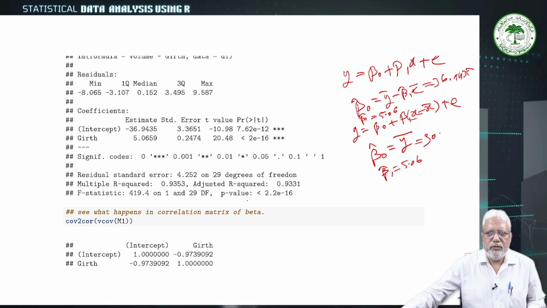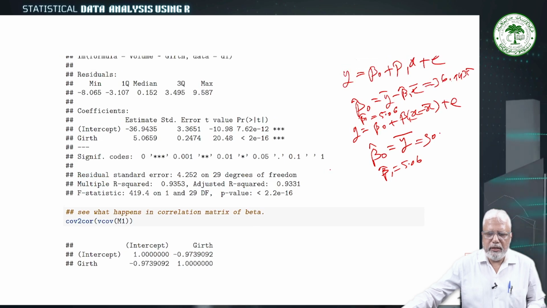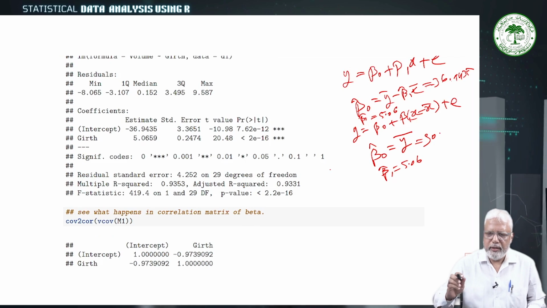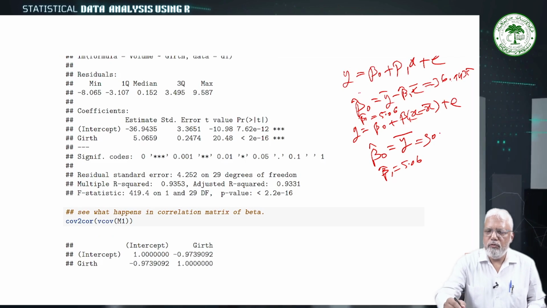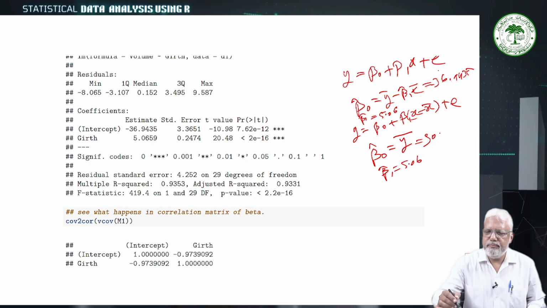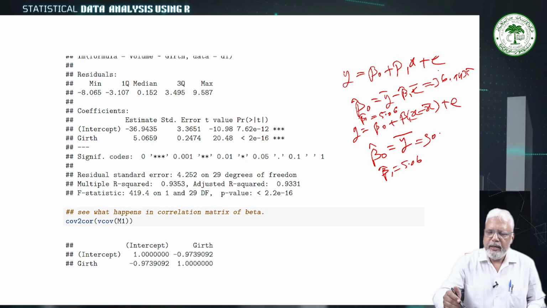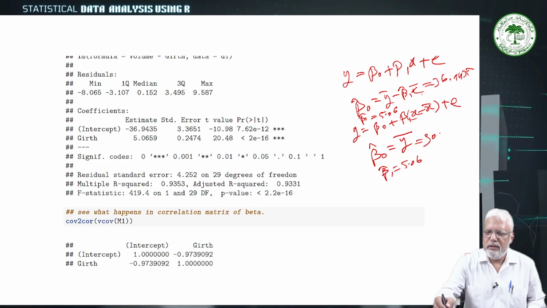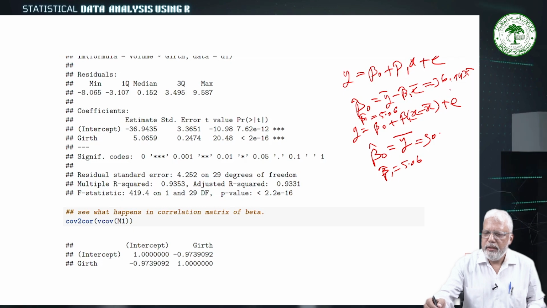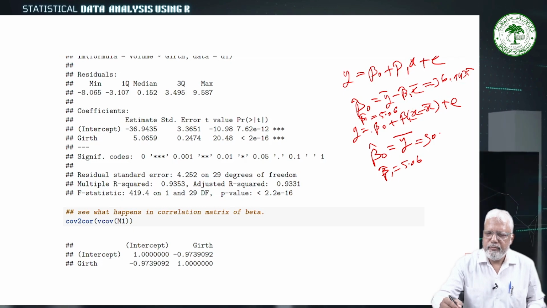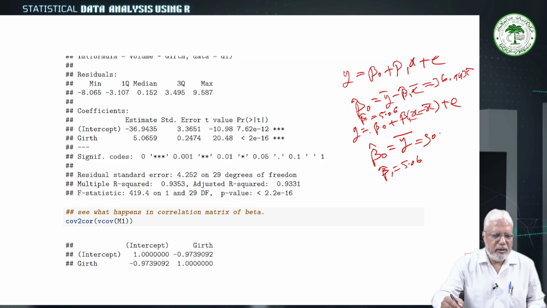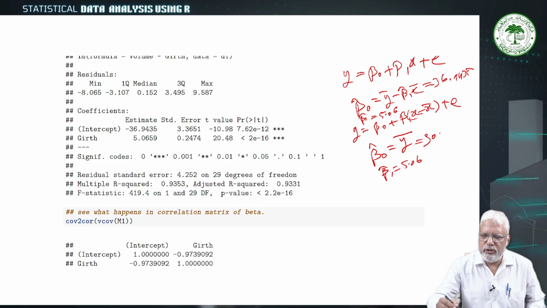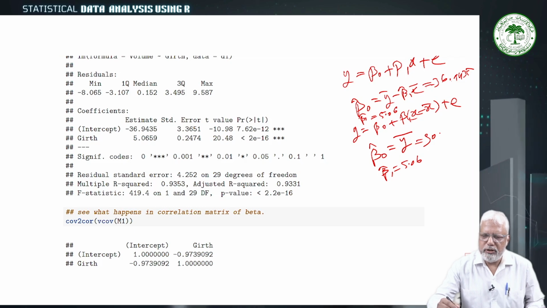So, here when we fit a non-centered model, it is y is equal to beta naught plus beta 1 x plus e, and the least square estimator of beta naught is y bar minus beta 1 hat into x bar, which implies 36 point something minus 36 point something, and beta 1 is equal to 5.06.